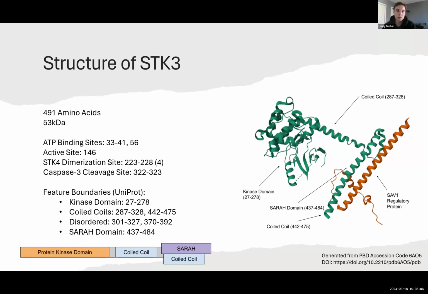So STK3 is 491 amino acids long, weighing in at about 53 kilodaltons. You can see here this tightly organized kinase domain by the N terminus. Close in space to the active site will be ATP binding sites, as well as the STK4 dimerization site, which is located on alpha helix G. As well, there are the two coiled regions, and the one more to the C terminus here will contain the SARAH, or the SAV-RASSF-Hippo domain, which is where a lot of interactions with regulatory proteins will form.